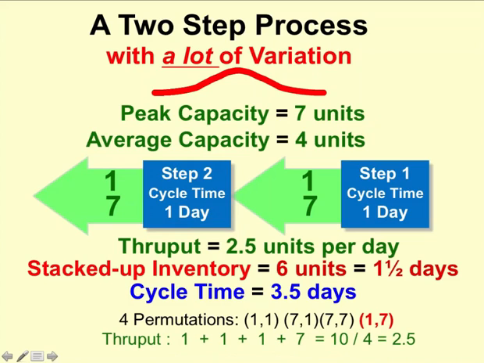So now we got 3.5 days of cycle time, 6 days of stacked up inventory, and our throughput went from 4 all the way down to 2.5. So this is not a pretty picture.